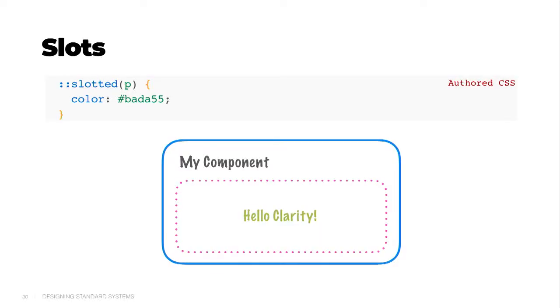And since the content of the slot is outside the shadow and actually in the light DOM, can you even style it because it's not in your shadow root? You can. You use the slotted pseudo element, and it will target the content in your slots. This selector is targeting the P element. You can also write it to target a named slot. So any name, you can target all the things.